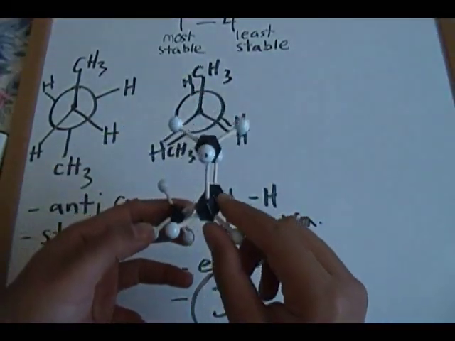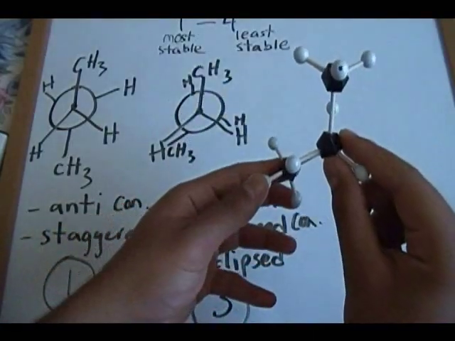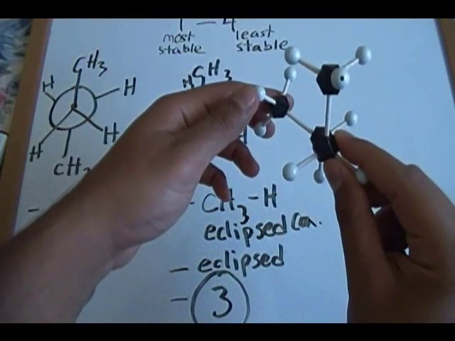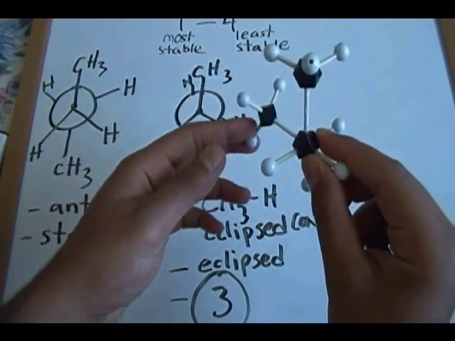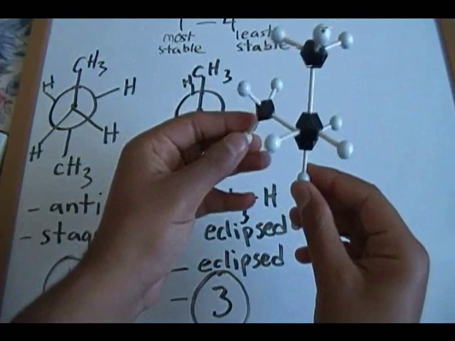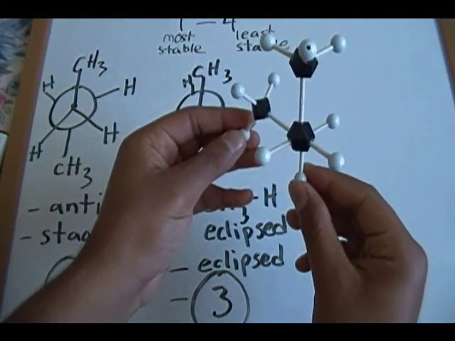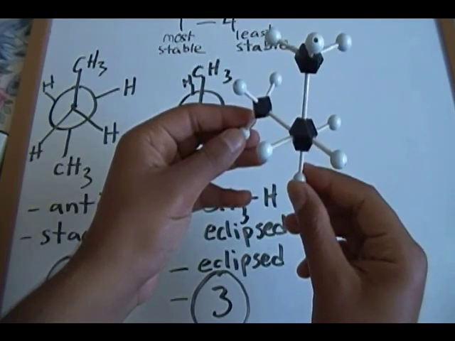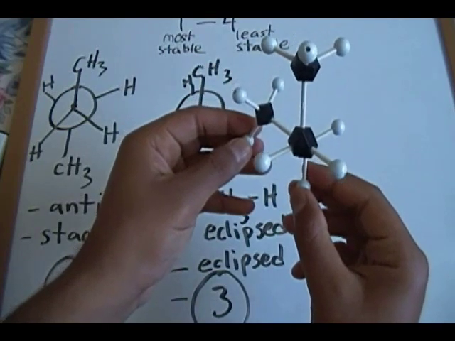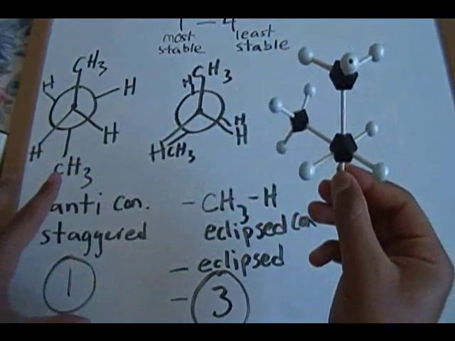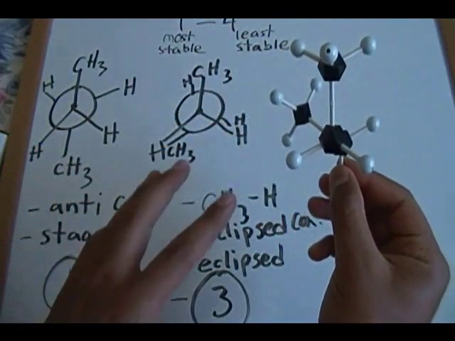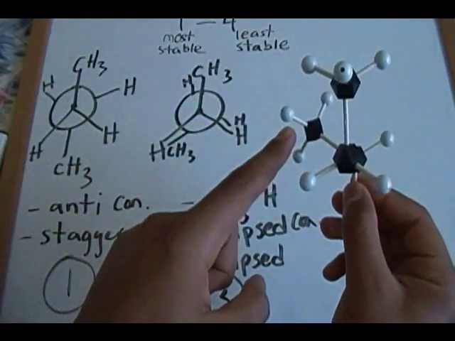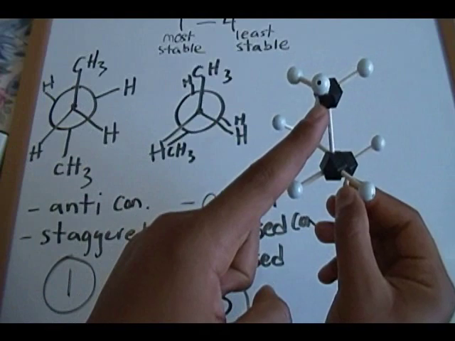So now if you rotate this another 60 degrees, as such, we have moved on to our next conformer. As you guys can see, everything now is staggered. However, even though it's staggered, it is not as stable as the anti-conformation. The reason why it's not as stable as the anti-conformation, even though both are staggered, is that in this one the methyl group is closer to this other methyl group here.